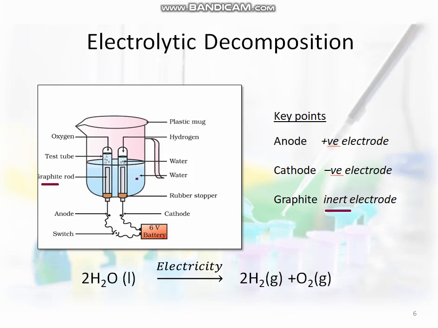The plastic mug is filled with water along with few drops of sulfuric acid. We add few drops of sulfuric acid into it just to increase the number of ions in our solution so that the water becomes conducting. When the reaction is being conducted, it is observed that towards our anode electrode, we will be able to collect oxygen gas, and towards our cathode electrode, we have our hydrogen gas.